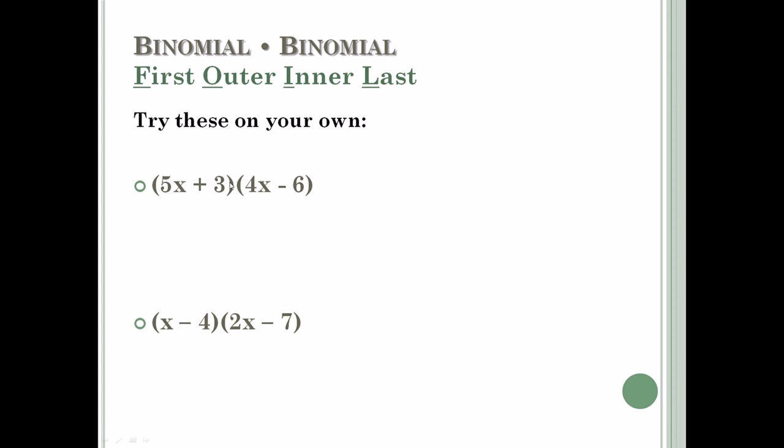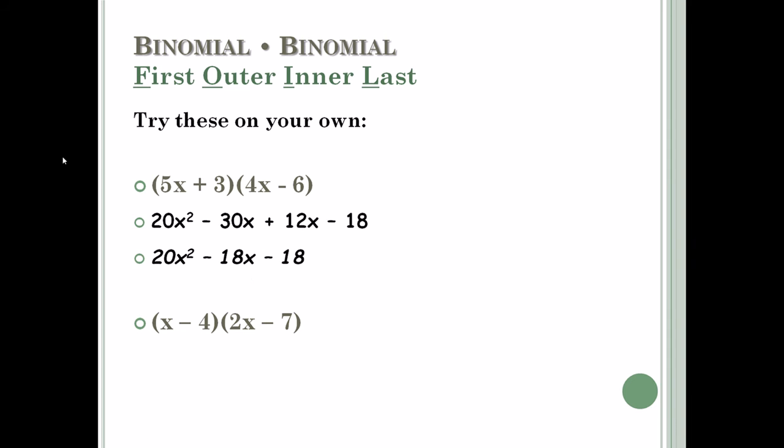Now we go to the inside of the sandwich. I have 3 times 4, which is 12x. And then the last one here is 3, and the last one on the other binomial is negative 6, so that's a negative 18. All right. And you grouped your middle terms and got negative 18x, then you did it. You got your final answer.